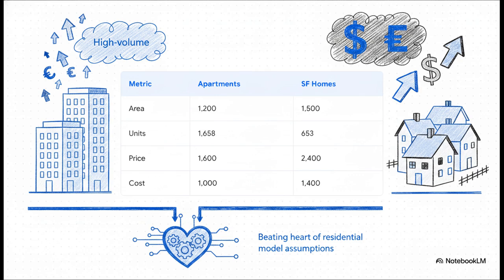This right here is the beating heart of your residential model assumptions. Look at the stark contrast between our volume play and our margin play. We've got 1,658 high-volume apartments costing 1,000 INR per square foot to build, launching at 1,600 INR. Compare that to the 653 single-family houses. Sure, they're pricier to construct at 1,400 INR per square foot, but they command a huge premium launch price of 2,400 INR. Balancing this unit volume against premium pricing is exactly what drives the top line of our analysis.